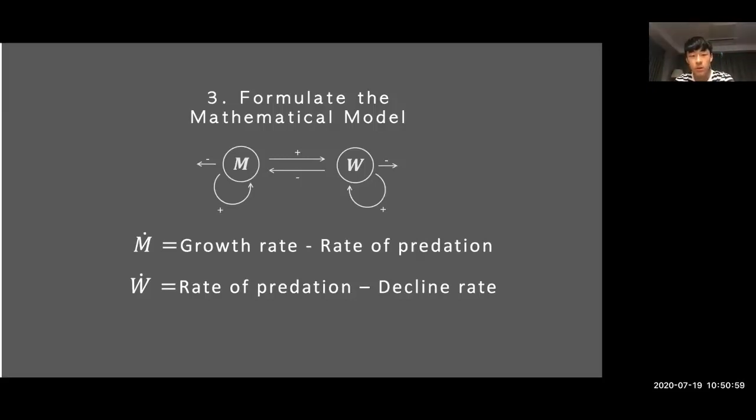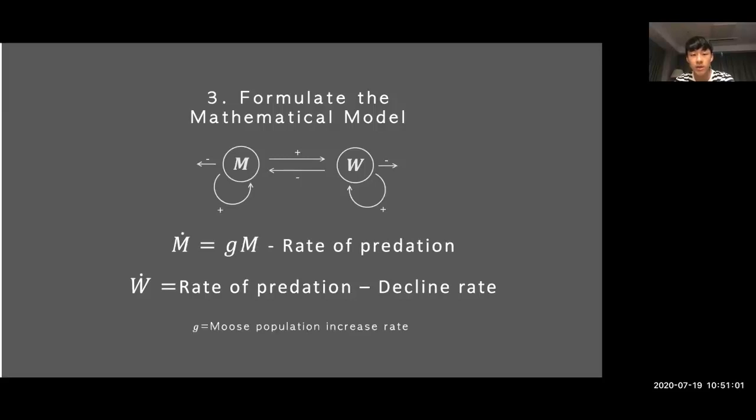So first of all, the growth rate can be modeled by G times M, because we know that population increase, if the wolf did not exist, is going to happen at an exponential rate. We just simply multiply G, the increase rate, to M, the entire population, and we would get the rate of increase.